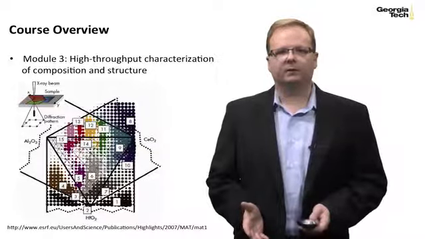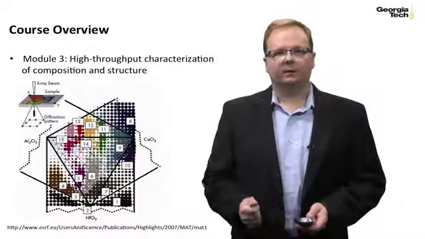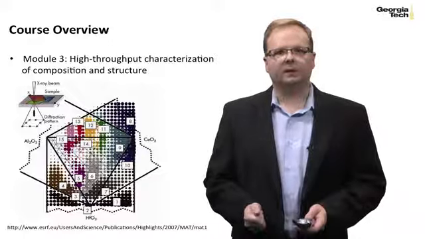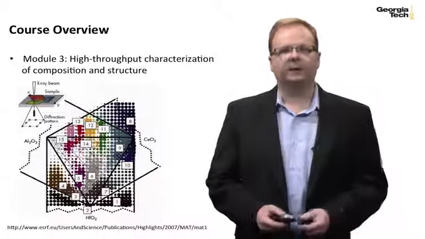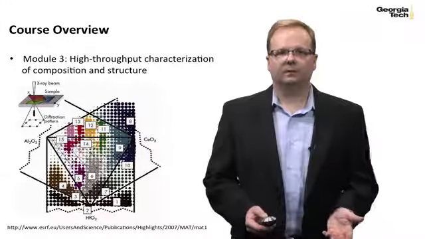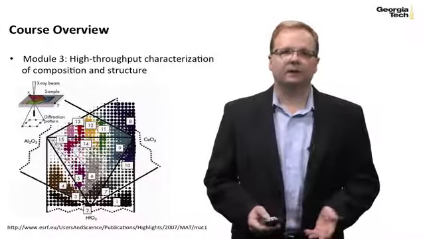In Module 3, we're going to talk about what you do with those libraries. Usually the first thing you want to do is make sure you know what the compositions are at each position in your library and what the structures are. So we're going to talk about high-throughput ways to characterize those compositions and structures on your libraries.